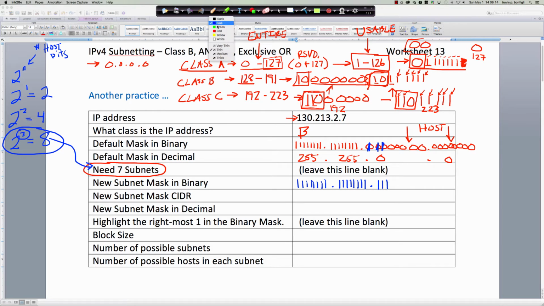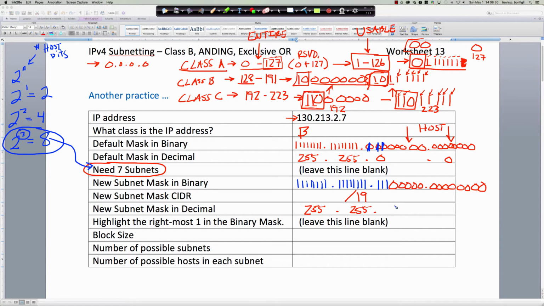And then we'll flip it back here to red. So the host bits are in red down there. So what is the new subnet mask CIDR notation, or that classless interdomain routing notation? Well, it's going to be a representation of how many network bits we have. Well, we've got a /19.